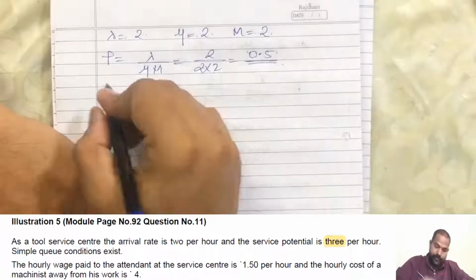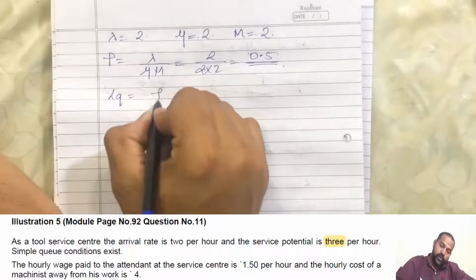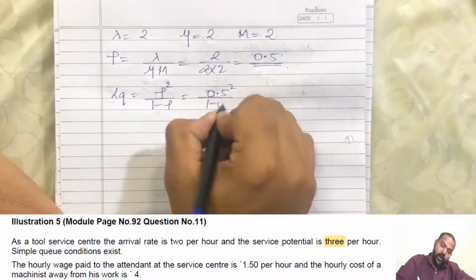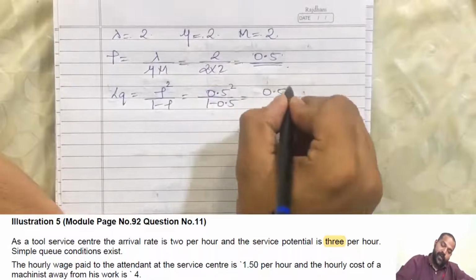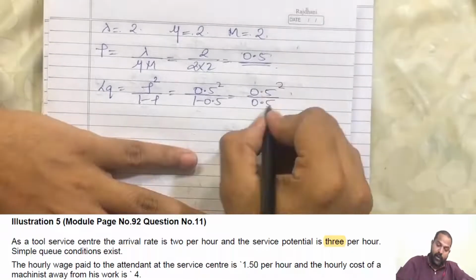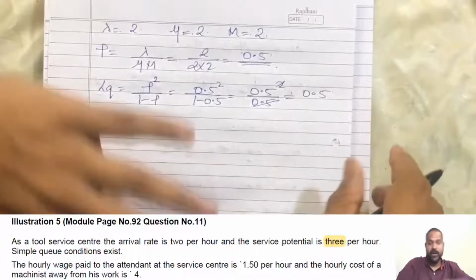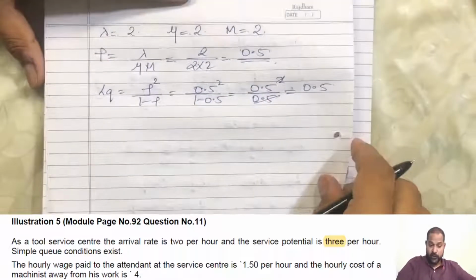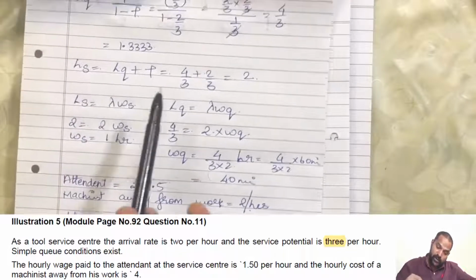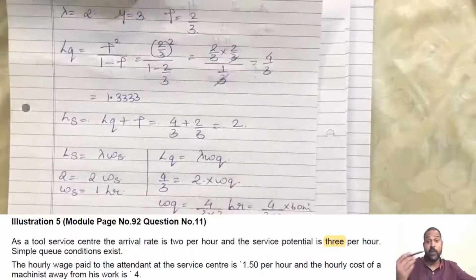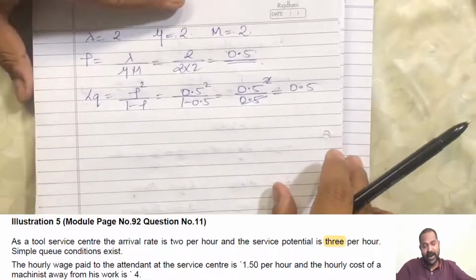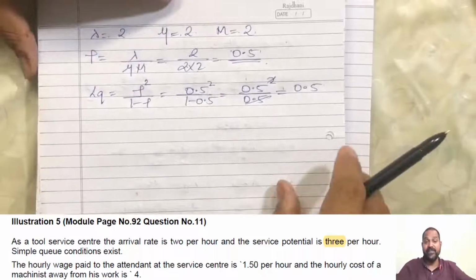So rho is 0.5. Length of the queue is rho square upon 1 minus rho, which is 0.5 square upon 1 minus 0.5, which is 0.5 square upon 0.5, because 1 minus half is half. 0.5 cancels, the answer is 0.5. Length of the queue is half. So if you notice, the length of the queue has reduced. Initially, the length of the queue was 4 by 3, which is 1.3333. Now the length of the queue has only become 0.5, which means at any given point, there is only half a man in the queue.